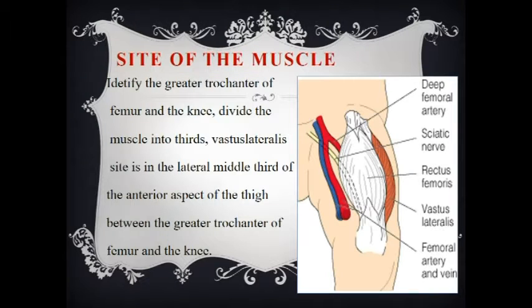Site of the muscle: identify the greater trochanter of femur and the knee. Divide the muscle into thirds. Vastus lateralis site is in the lateral middle third of the anterior aspect of the thigh, between the greater trochanter of femur and the knee.